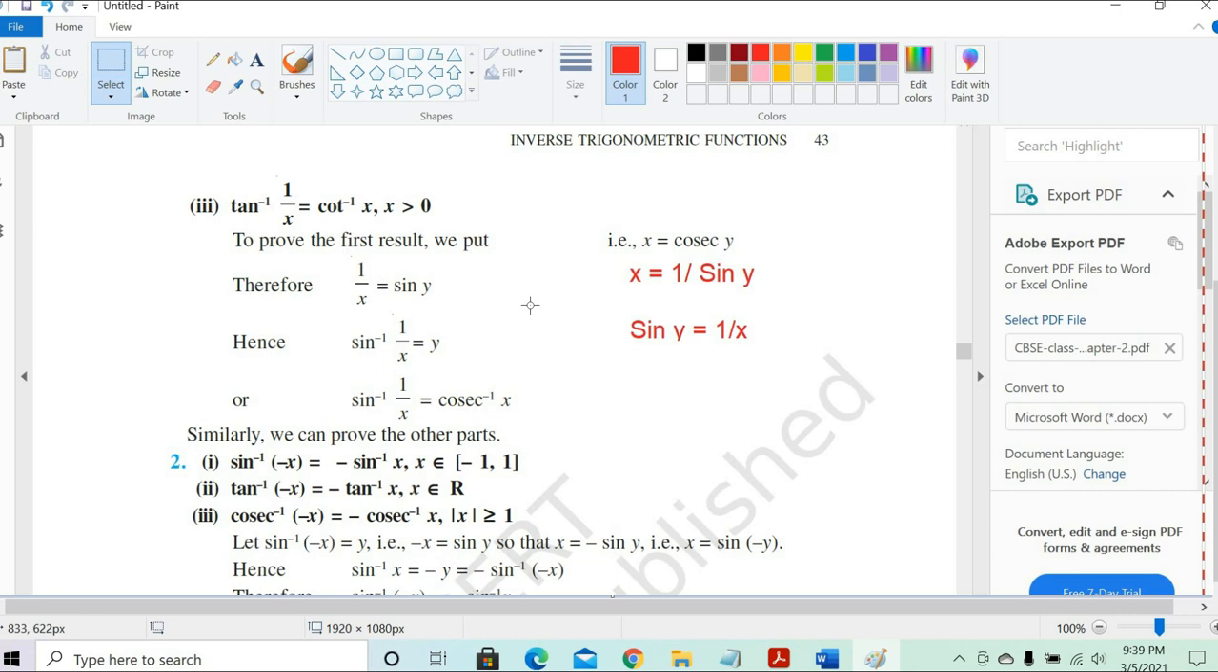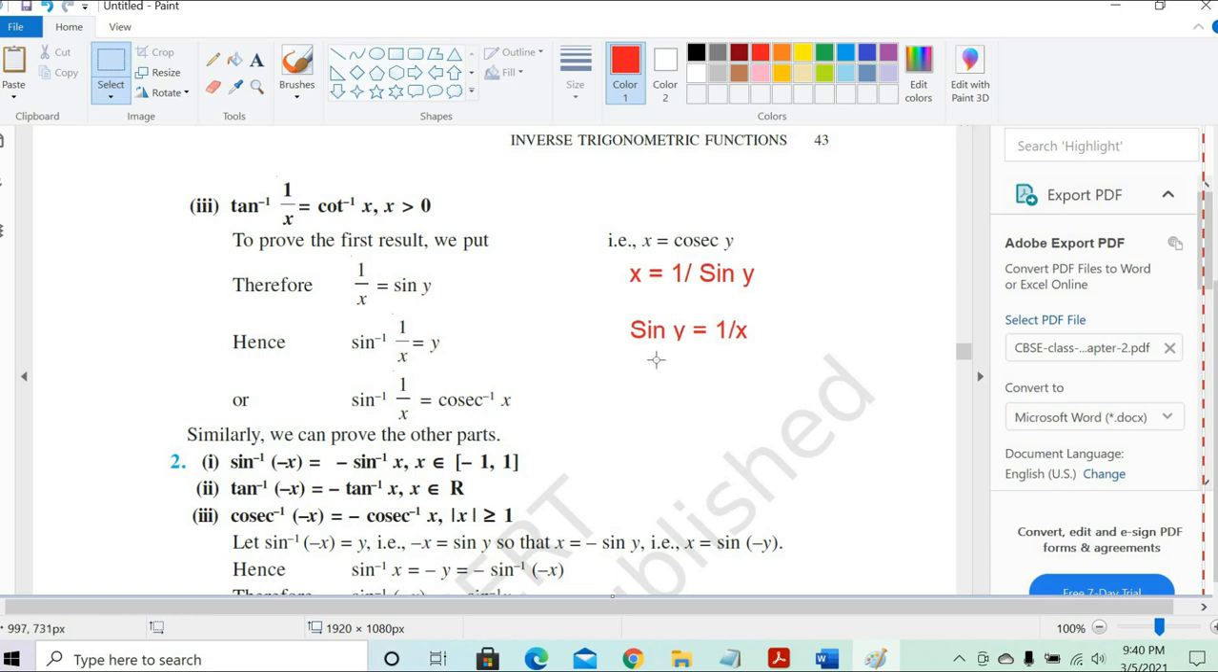Yes, sir. See, x is equal to 1 by sin y, right? Because cosec y is nothing but 1 by sin y. Then cross multiply. Sin y you take on the left hand side, x will come at the bottom. Sin y is equal to 1 by x. Correct? Yes, sir. Then y is equal to sin inverse of 1 by x. Correct? Yes, sir. And y is nothing but the cosec inverse x. Proved?